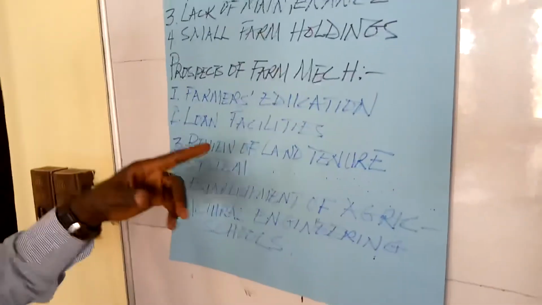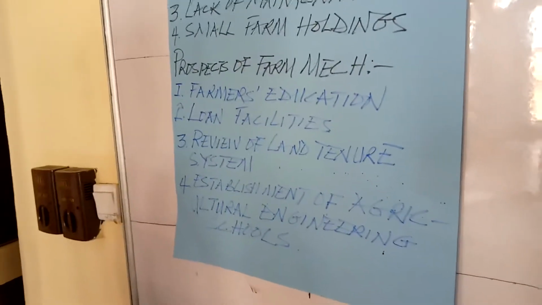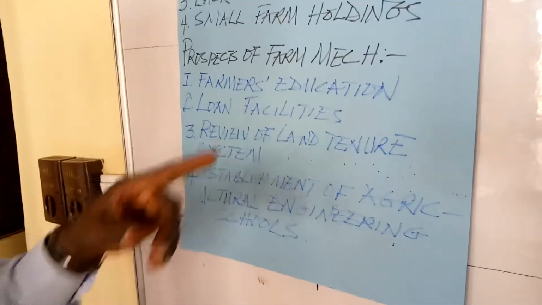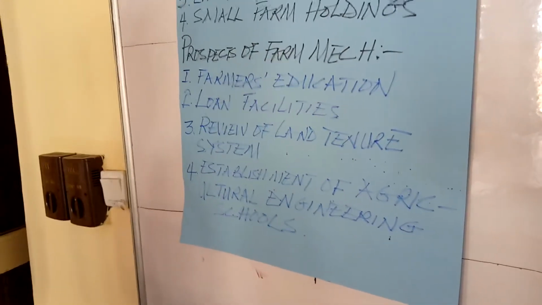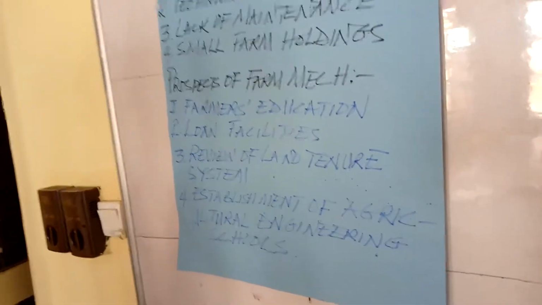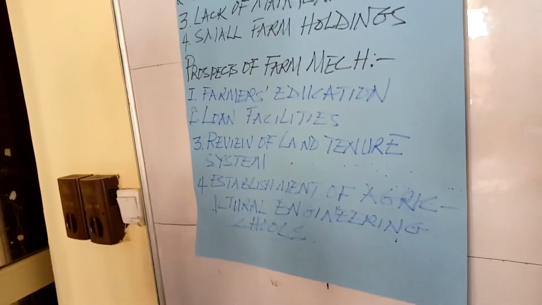Then loan facilities is the second thing that should be done. Government should provide loans for the farmers in order to solve their economic limitations so that they can be able to acquire farm machines. Number three is review of land tenure system. The land tenure system should be reviewed in such a way that everybody can have land, no matter the size they want, and not depending on the communal land tenure system.